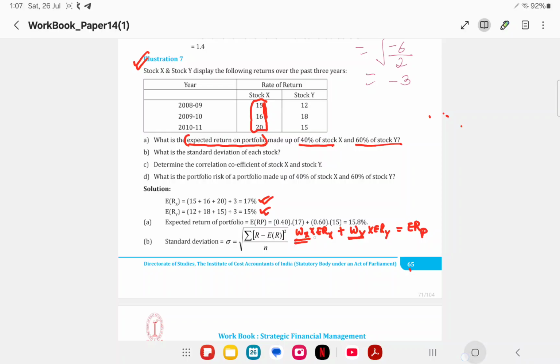So the expected return on X, that is 17, into the weight 0.40, plus the expected return on Y, which is 15%, and the weight is 60, that is 0.60. So you can now easily calculate the total return on the portfolio, that is 15.8%. Now the second part is, what is the standard deviation of each stock? You have to calculate the SD of each stock.